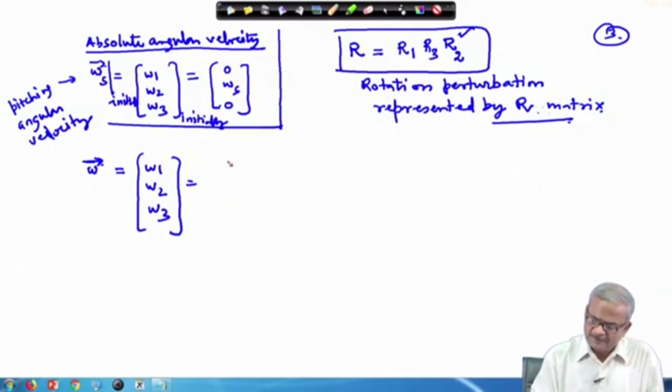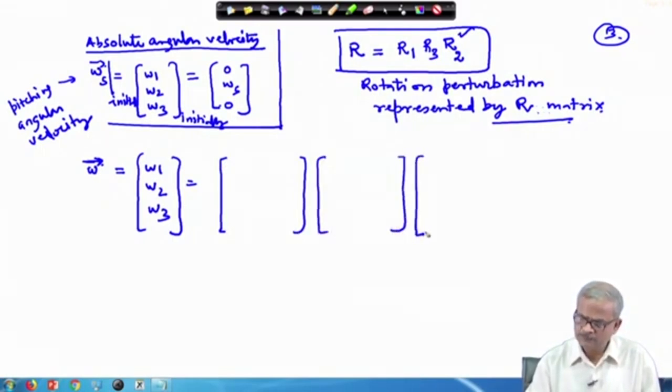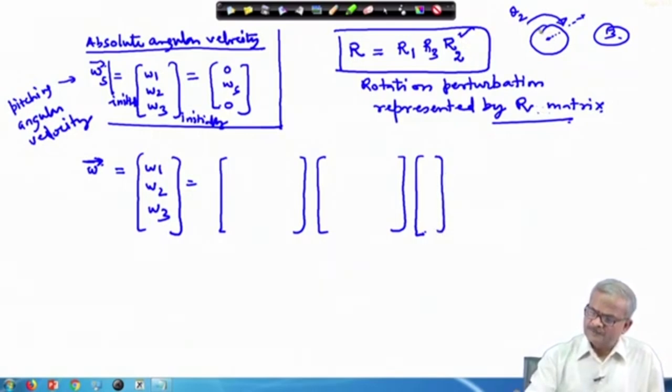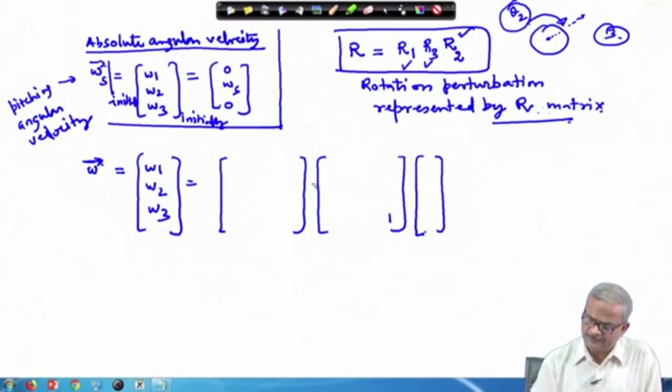So how do we represent it? The first rotation: your satellite is continuously rotating. We are showing the rotation about the 2 axis, so this is theta 2. It is continuously rotating, so this angle will be very large. If this is rotating and then we perturb about the third axis and then the first axis, the rest of the transformation we have to indicate in terms of only R1 and R3. This we have discussed in detail, so I will not discuss it here again.